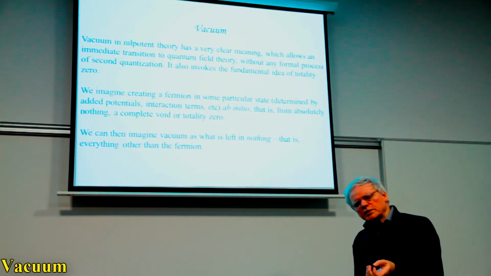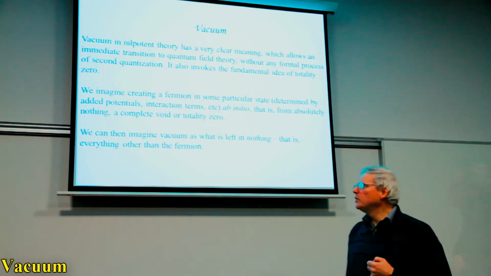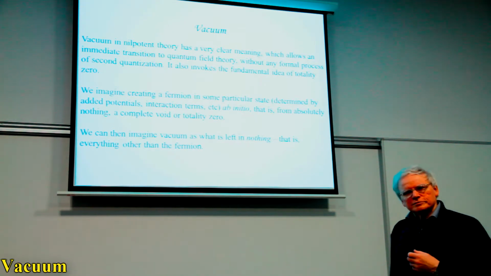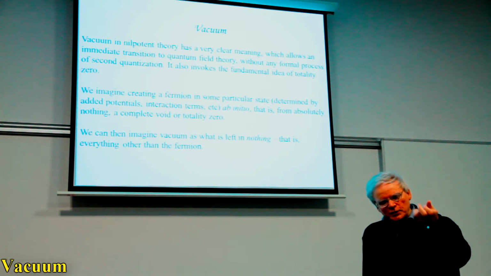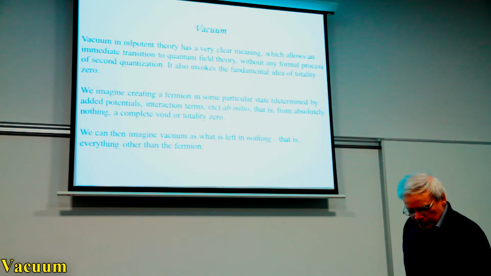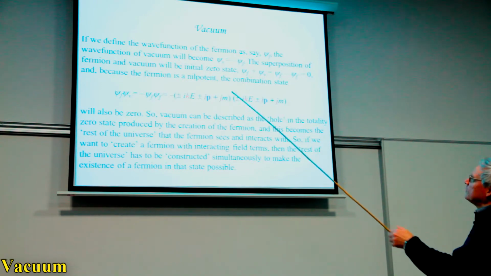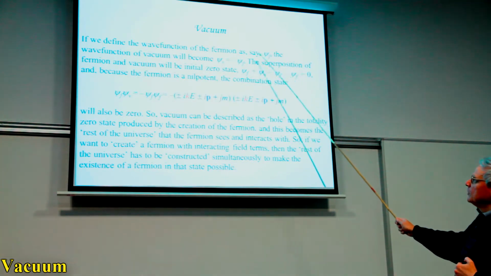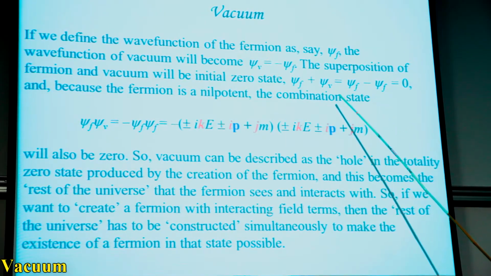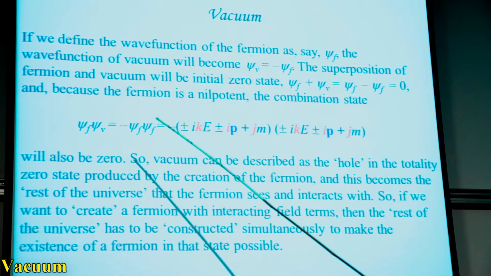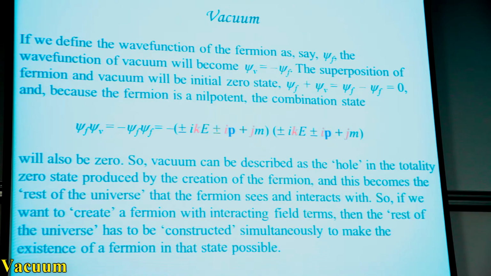So to pluck it out of nothing, we've got to leave something behind, a sort of minus of that, a hole in the nothing, if you like. So that is what we call vacuum. That hole in the nothing is what vacuum is. You pluck the fermion out of nothing, and the hole left is vacuum. It's minus the fermion. So let's define the fermion wave function as psi f, and the vacuum wave function will be psi v, which equals minus psi f. Add them together, the superposition, 0. Multiply them together, the combination, 0. So we get totality 0, whichever way we do it.